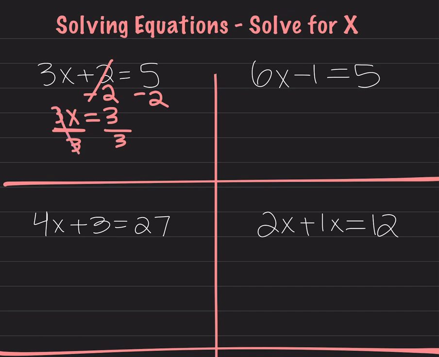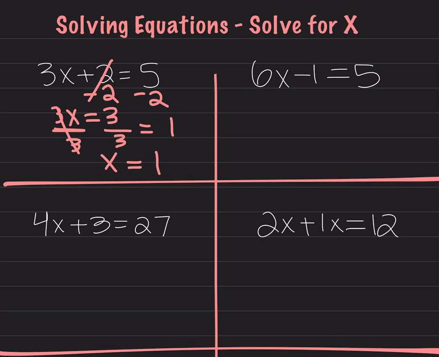So, I will now divide by 3 on both sides. 3 divided by 3 is 1, so we can essentially cross that out, and that leaves our x alone. Now I can do x equals 3 over 3, and 3 over 3 basically simplifies to 1, so x equals 1.